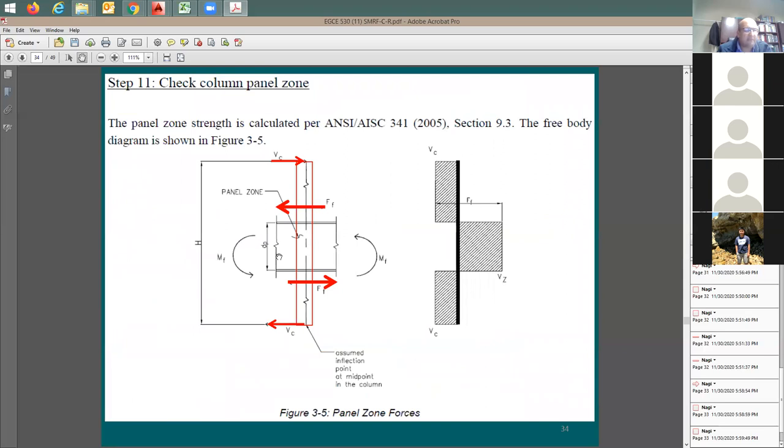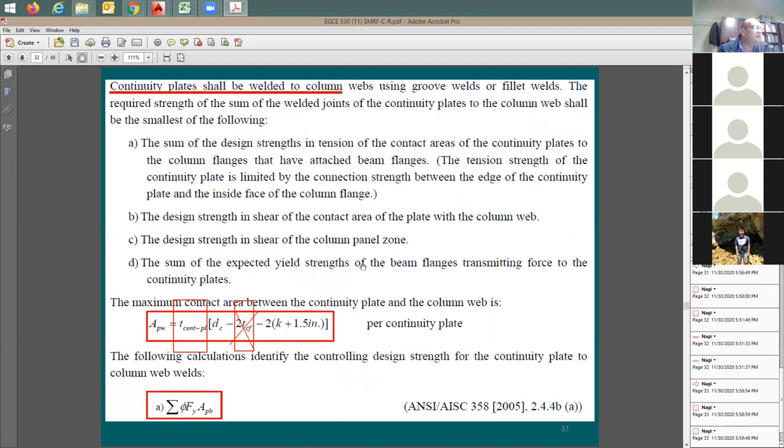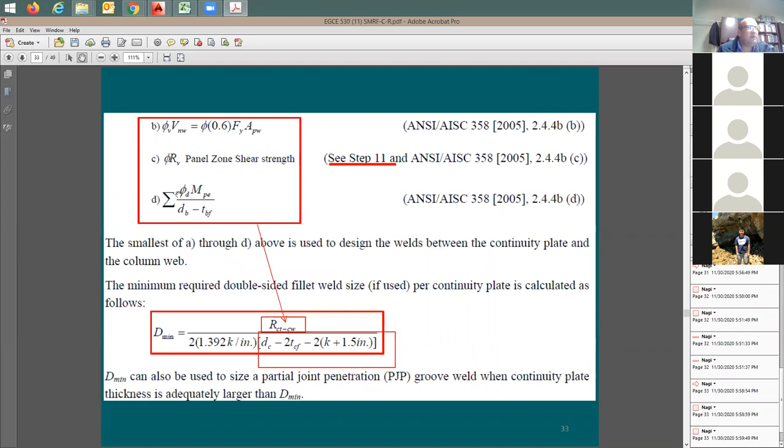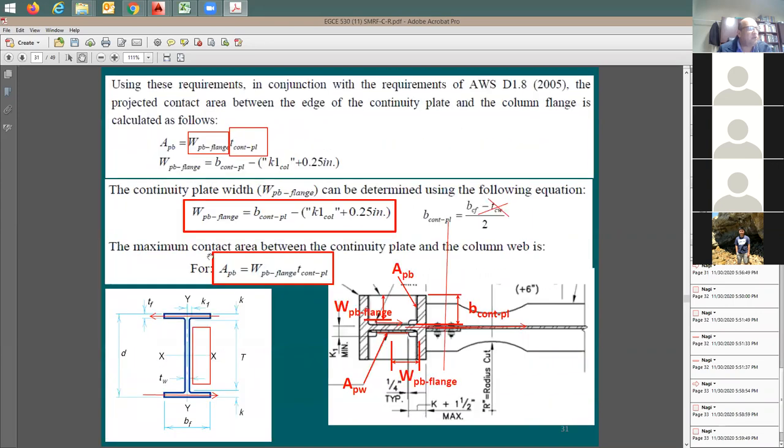Now think about what happens once the mechanism is going to start to happen. You're going to be pushing the column this way, and also this one is going to be pushing the column this way, meaning that in reality, you apply this MF in here and MF in there. If you remember this equation, I'm going to take you back. You remember this equation? Phi MPE divided by DB minus TF, meaning what? It's going to be the amount of tension or compression that you're going to have in the beam flange, right? You consider that the web itself is not taking any tension or compression, and most of the force is going to be through the flange.